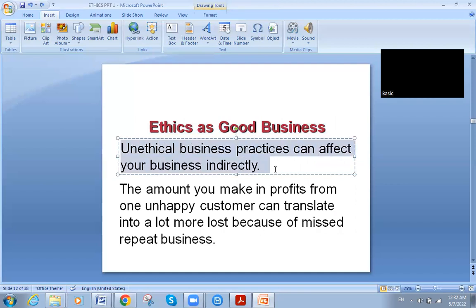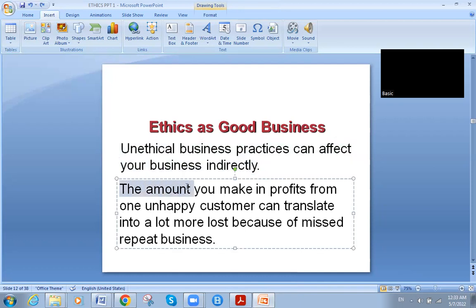Unethical business practices can affect your business indirectly. For example, if you don't have fair or equal treatment between all the workers, and you favor someone against others, their morale will go down. Their productivity will be lower, and they won't feel like they want to work anymore. This is why we say fair treatment and good ethical standards will increase productivity. Unethical practices can affect your business indirectly.